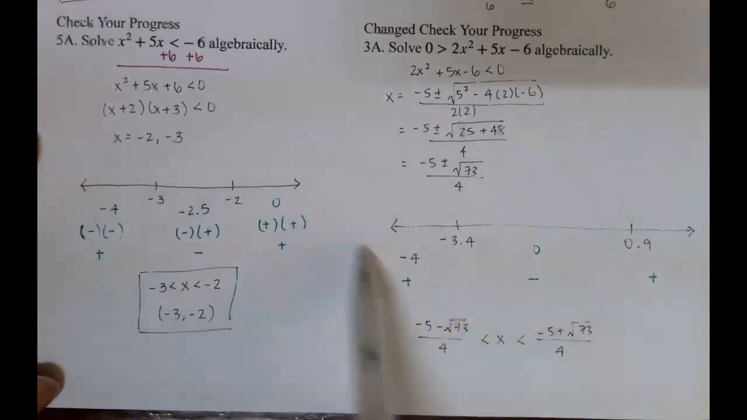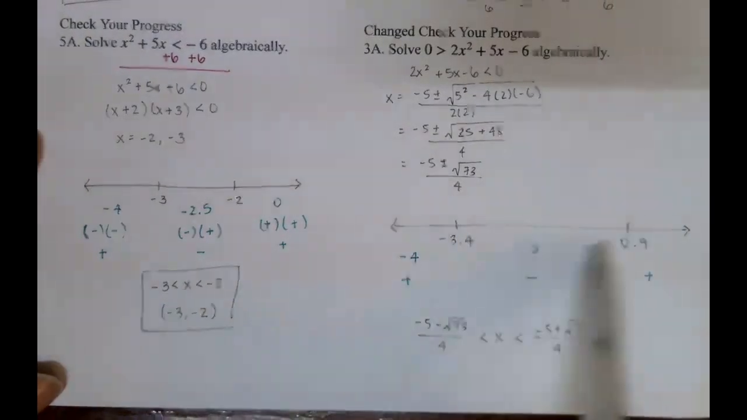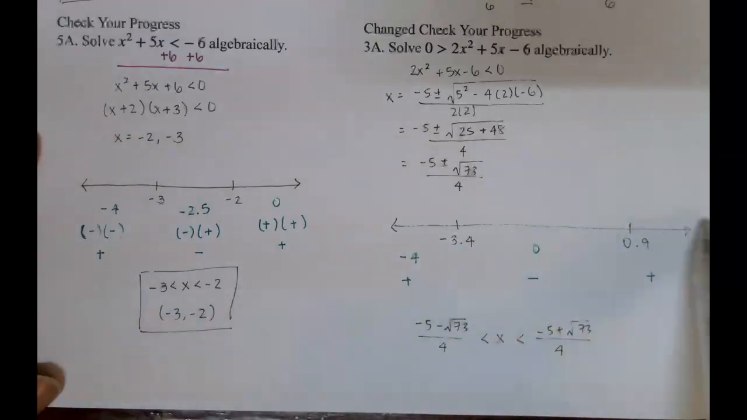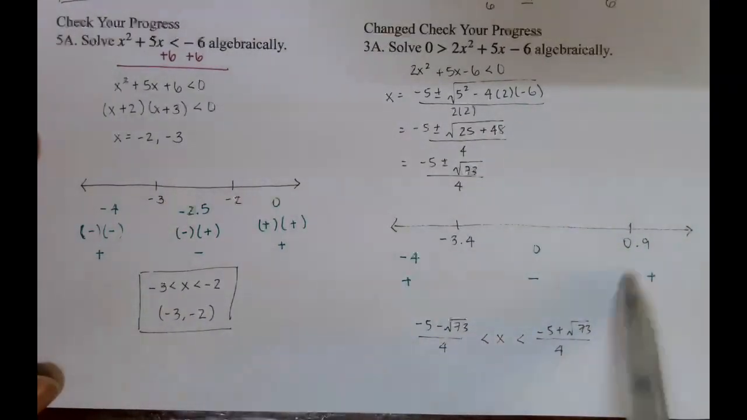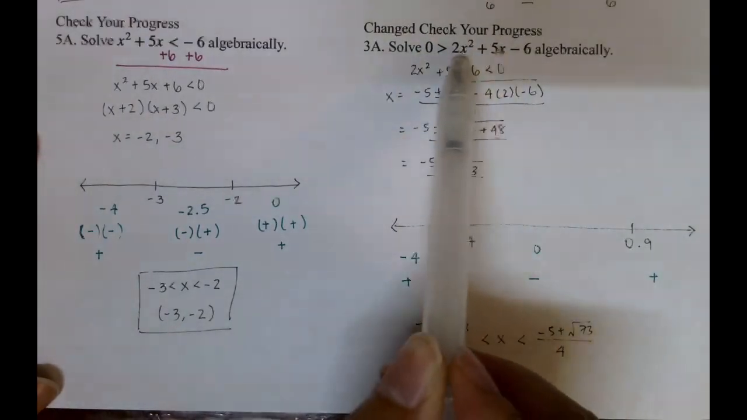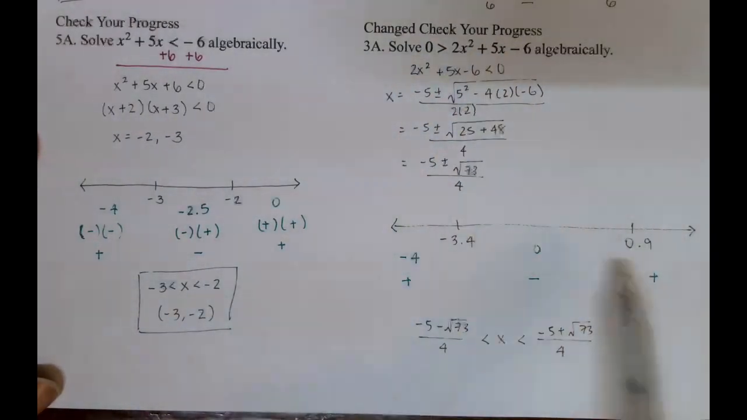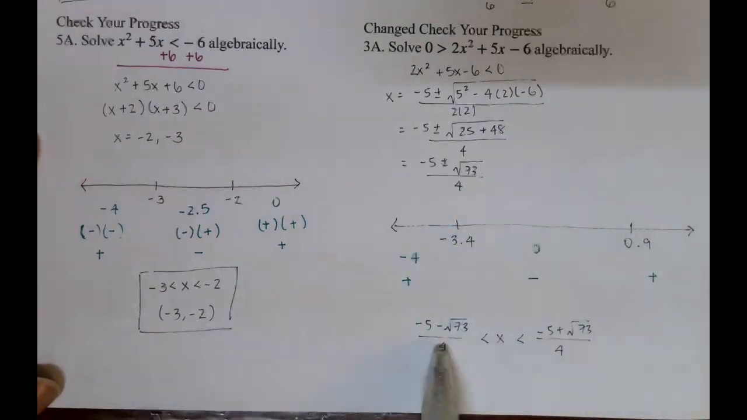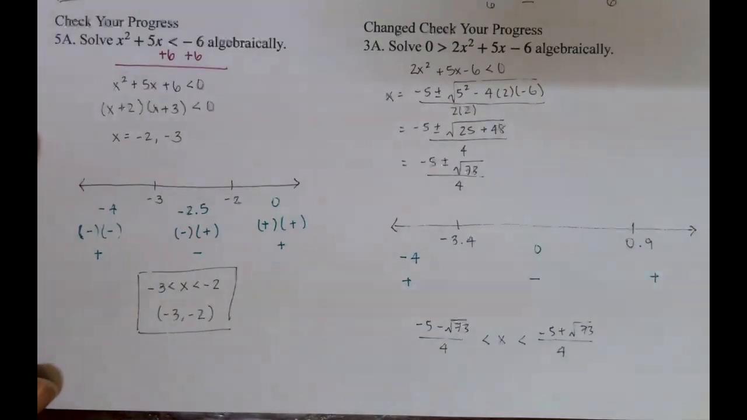When I tested a point on this side, it was positive. When I tested something within here, it was negative. And when I tested something here, it was positive. And so since I want 0 greater than this, that means this is less than 0. Then the parts that were negative was here, so that was between these two.